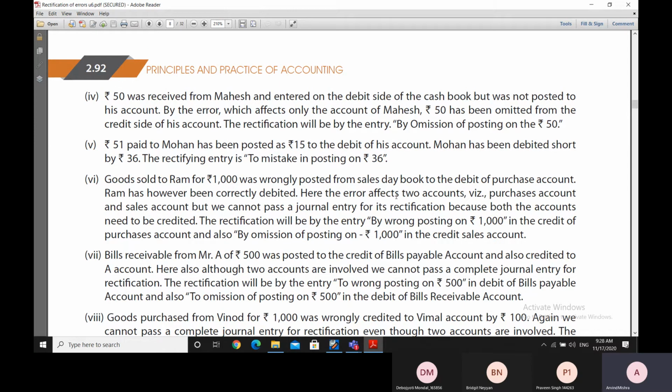Now the next example is rupees 51 which was paid to Mohan has been posted as rupees 15. So a wrong value has been entered, and though it has been debited to his account correctly, the wrong value has been debited. So instead of 51, 15 has been debited. So the difference is 36, 51 minus 15. 36 has not been debited. So we'll make a debit side entry into Mohan's account, and we'll say "to mistake in posting, rupees 36."